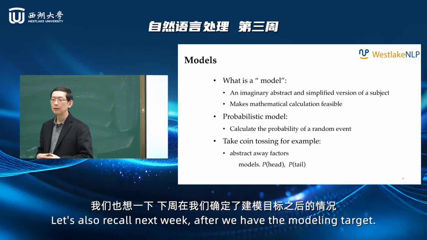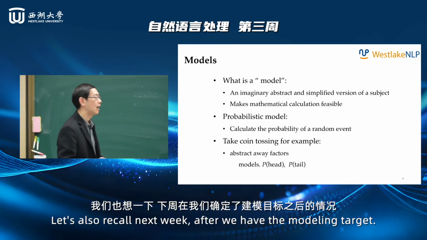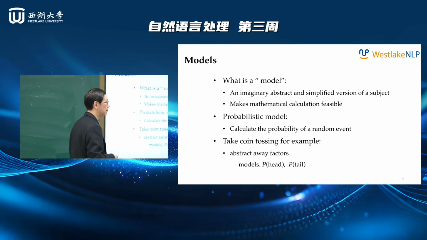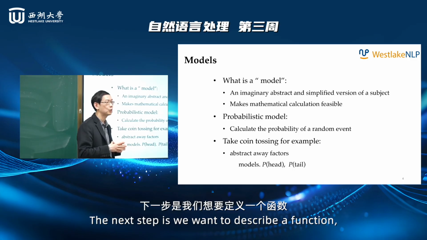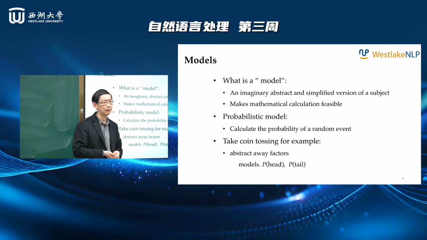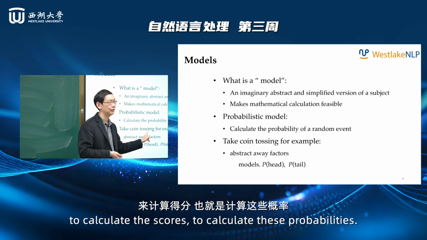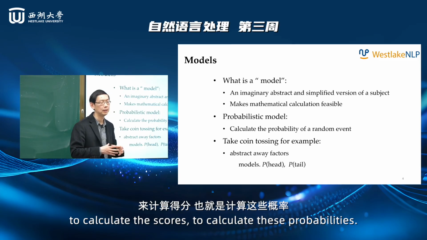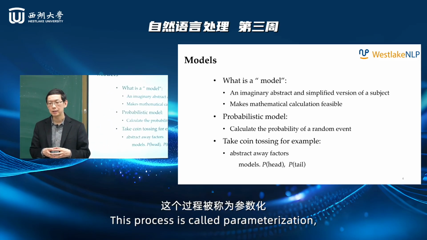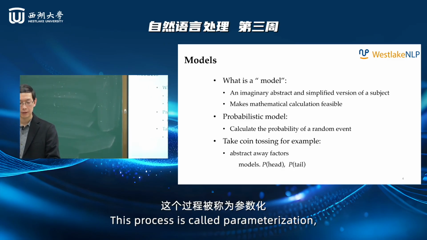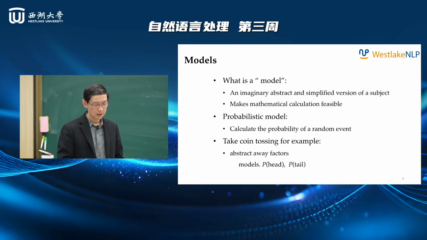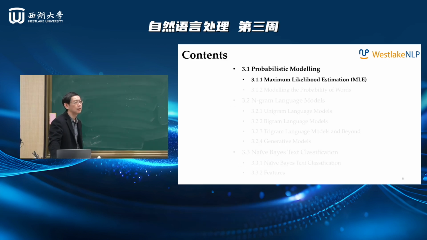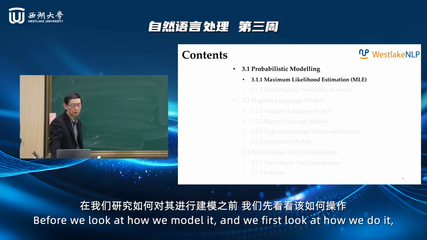Let's also recall from last week, after we have the modeling target, what's the next step? The next step is we want to describe a function to calculate the scores, to calculate these probabilities. This process is called parameterization. We need to build a model to calculate it. Before we look at how we model it, we first look at how we do it.